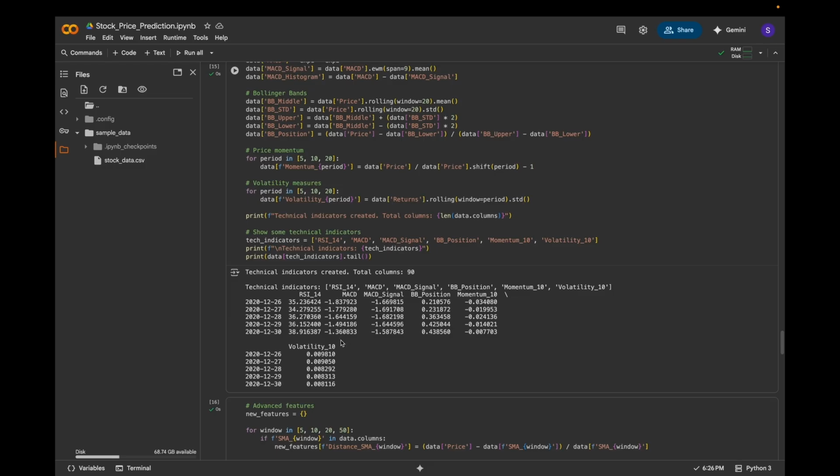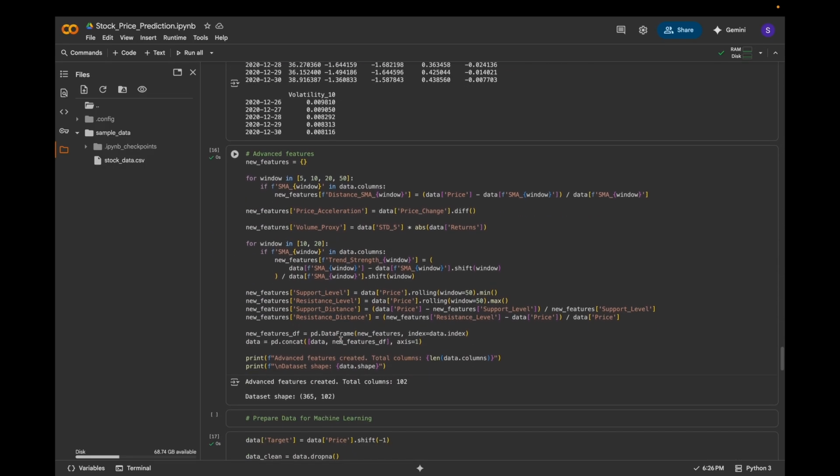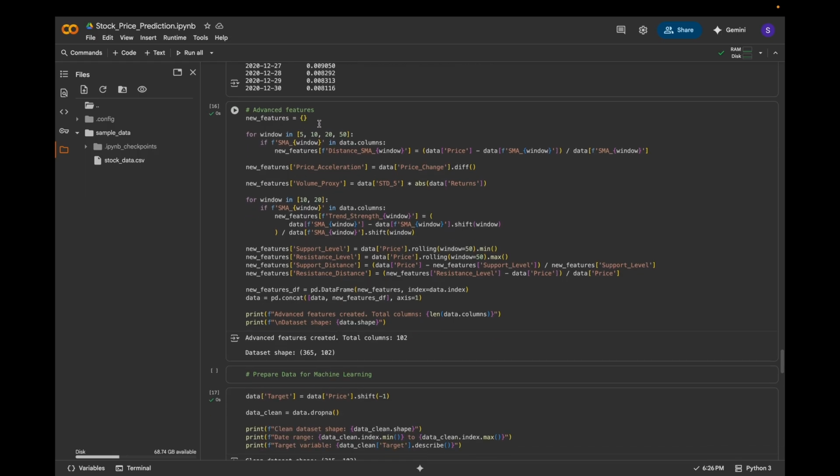So yeah, next we move on to advanced features. So new features is equal to empty brackets. Basically this creates a dictionary to store all the new features before adding them to the main data frame. Then we have for window in 5, 10, 20 all the way to 50, new features distance SMA window is data price minus data SMA window divided by data SMA window. Basically this block of code calculates the distance from the moving averages.